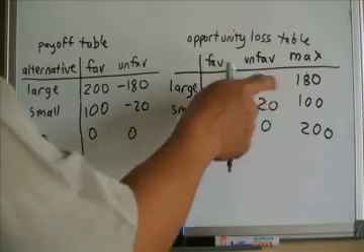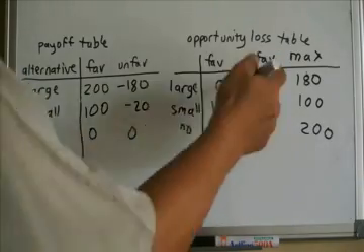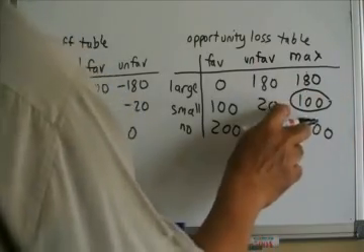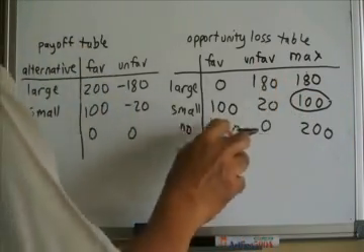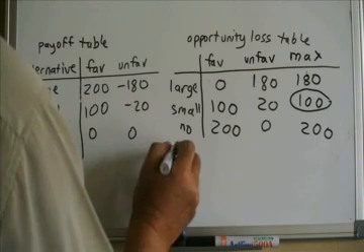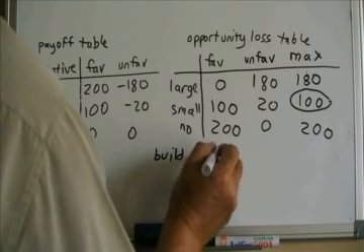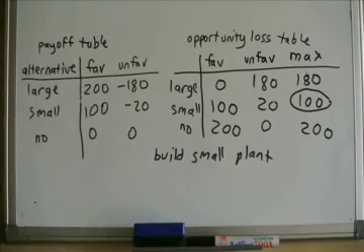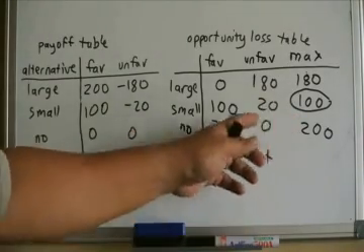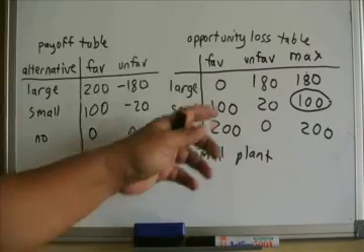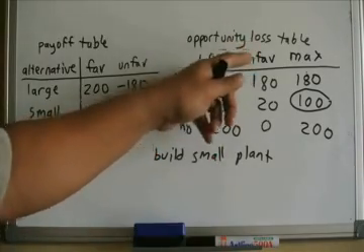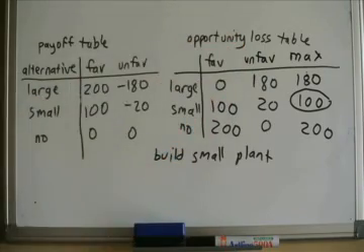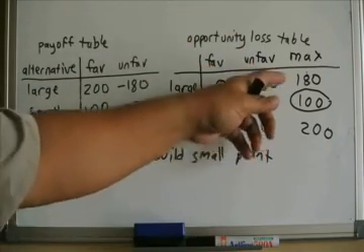Out of the maximums, we find the minimum, the smallest. The smallest is 100. So the decision according to minimax regret is build small plant. Now why do we use the minimum, not the maximum? Because this is a loss. When we have a loss, we want the minimum loss. That's why we take the minimum.